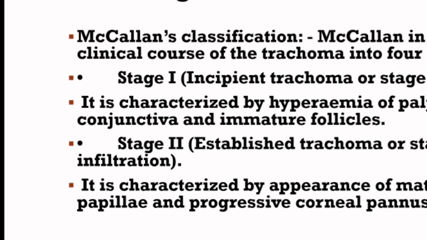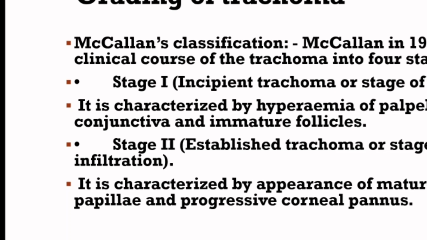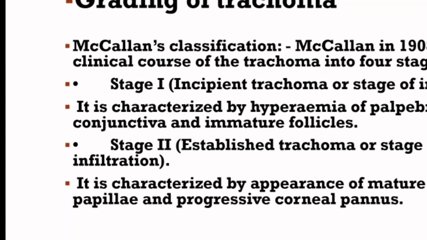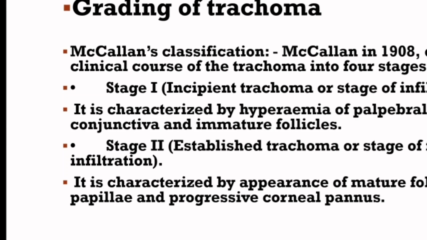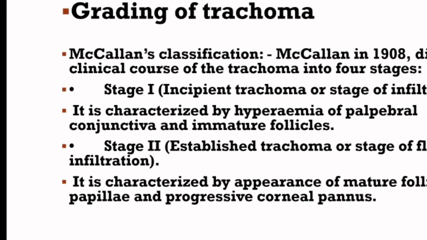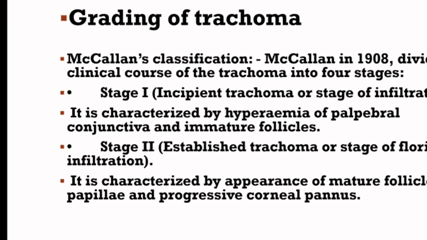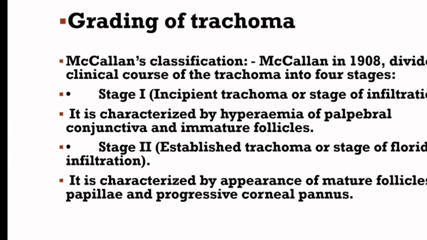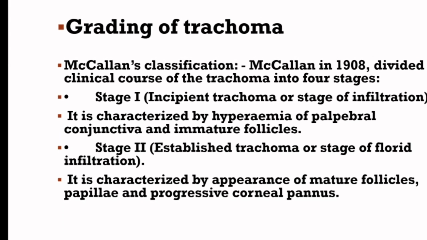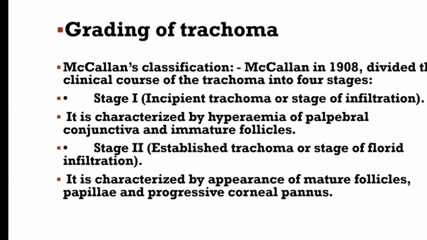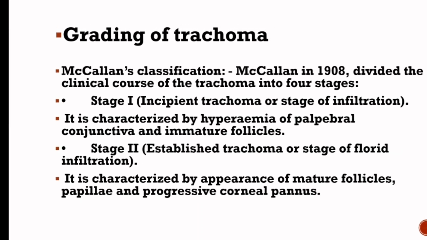Grading of trachoma. MacCallan's classification. MacCallan in 1908 divided the clinical course of trachoma into 4 stages. Stage 1, incipient trachoma or stage of infiltration. It is characterized by hyperemia of palpebral conjunctiva and immature follicles. Stage 2, established trachoma or stage of florid infiltration. It is characterized by appearance of mature follicles, papillae, and progressive corneal pannus.